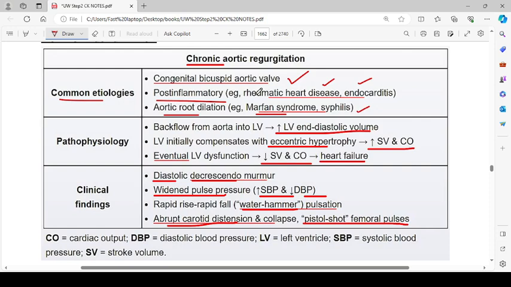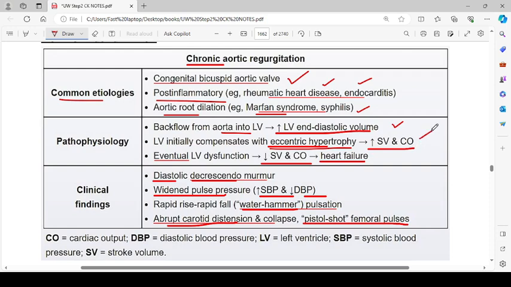Marfan syndrome is a connective tissue disorder, and syphilis is a sexually transmitted disease, but this causes obstruction of the vasa vasorum, which leads to a tree-bark appearance of the aorta, and that will lead to aortic root dilation. Pathophysiology: backflow from the aorta into the left ventricle will lead to increased left ventricular end-diastolic volume. The left ventricle initially compensates by eccentric hypertrophy. Eccentric hypertrophy is the one in which sarcomeres are added in series, and the total size of the ventricle is increasing. The total luminal size is increasing.